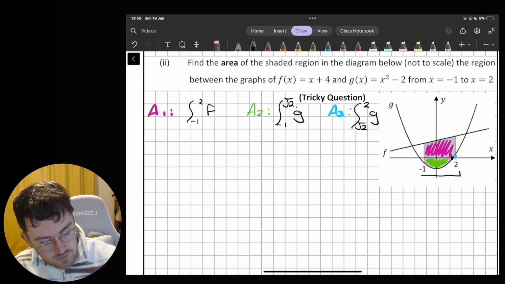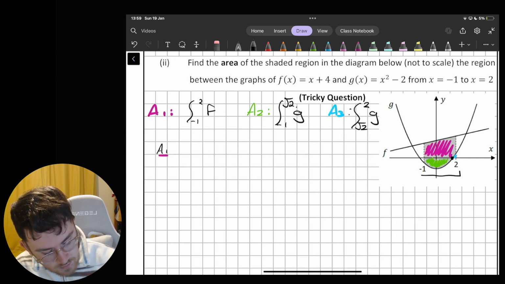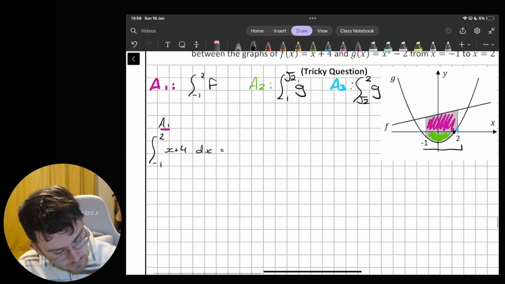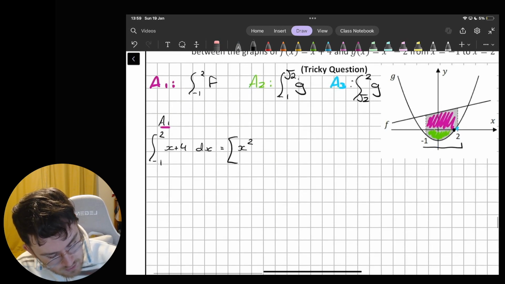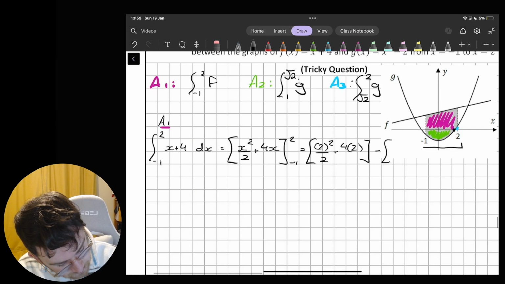So let's look at each of these calculations first of all. We'll look at A1 first of all. This is going to be the integral of f from minus 1 to 2. Now f is x plus 4. So that is going to be the integral of x squared over 2 plus 4x from minus 1 to 2, which is 2 squared over 2 plus 4 times 2 minus, and replacing that with minus 1's, 4 times minus 1.